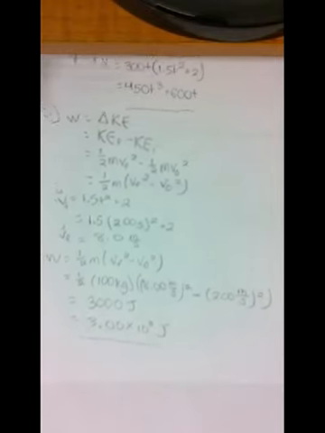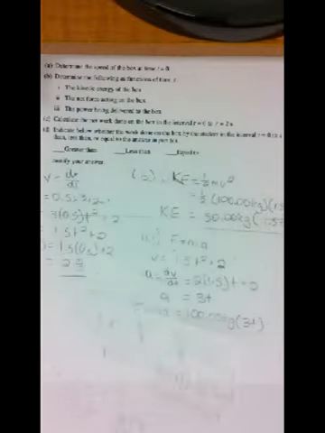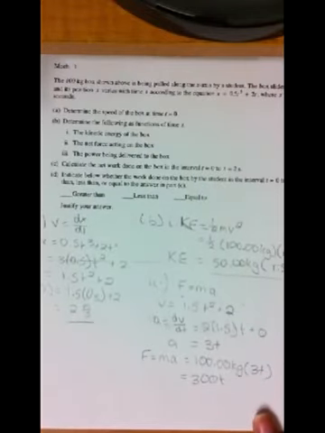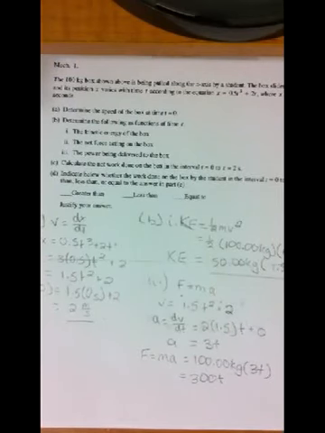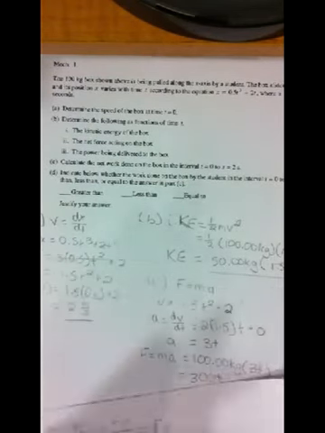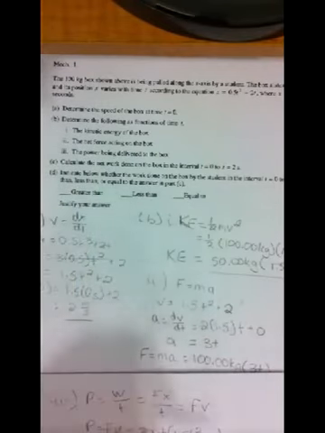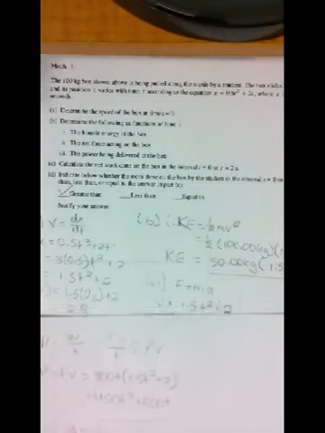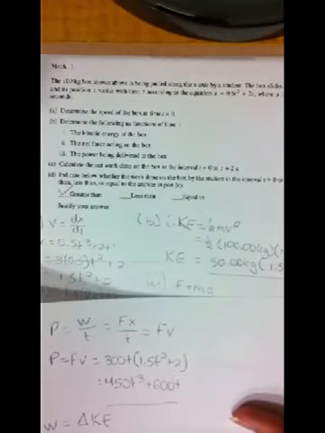Alrighty. Now, the last part, let me bring it back here, it says, indicate below whether the work done on the box by the student in the interval t equals 0 to t equals 2 seconds would be greater than, less than, or equal to the answer in part C. Okay, so this basically is a check answer, and what the answer would be is greater than. The reason for that being, they want to know the work done on the box by the student. The student has to overcome a frictional force.